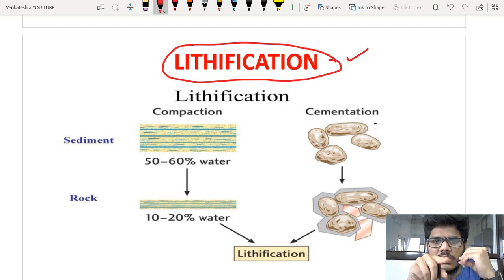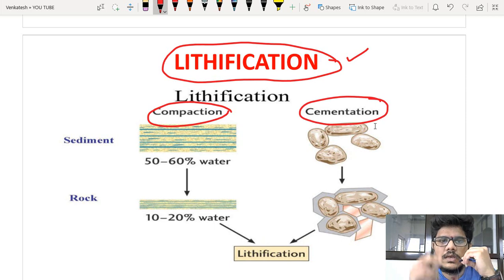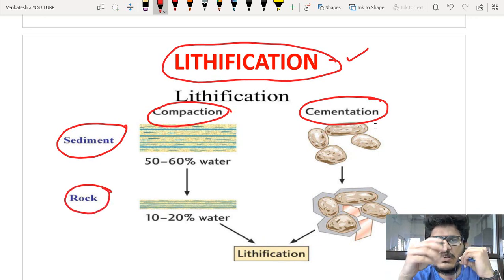So this is generally due to compaction as well as cementation. That means the sediments are nothing but small particles, and these small particles can become a rock. It is exactly the opposite process to weathering. From weathering, soils are formed, and from lithification, again it will be converted into rock by the process known as compaction as well as cementation.